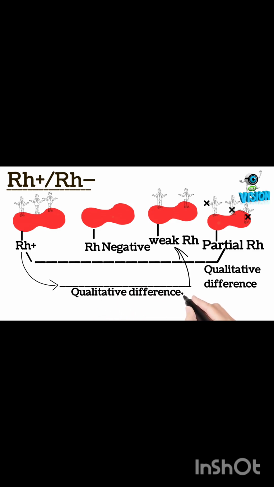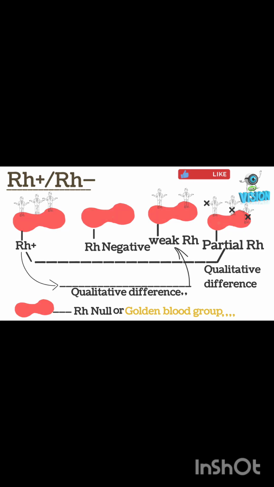Now there is one more type of Rh blood group system. Suppose this is the RBC cell membrane. This person lacks Rh antigen, so we can say it is an Rh null or golden type of blood group system. It is very rare in nature. Basically, the difference between Rh null and Rh negative is that Rh null lacks all 5 antigens, while Rh negative lacks only the D antigen. The rest 4 antigens are present.